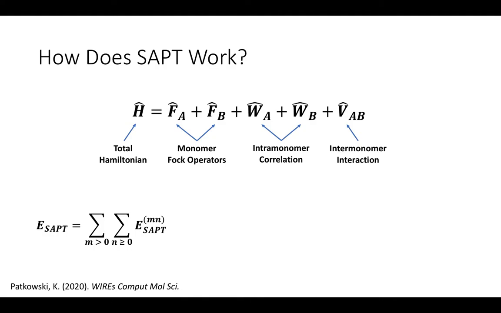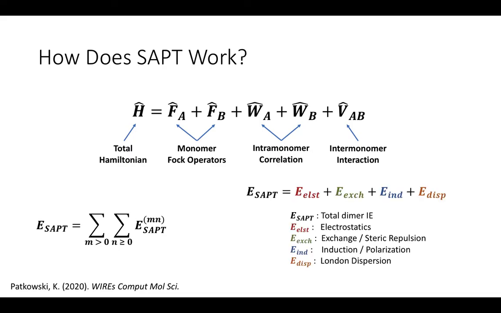From here is where the real utility of SAPT comes about. So we have all of these terms, and by examining them, we can find that the individual terms correspond to physically meaningful types of intermolecular interactions. So we can group them into these four categories, each of which corresponds to something you would have seen in a general chemistry class. We have terms corresponding to electrostatic interactions, exchange or steric repulsion interactions, induction or polarization interactions, and then lastly, London dispersion forces.